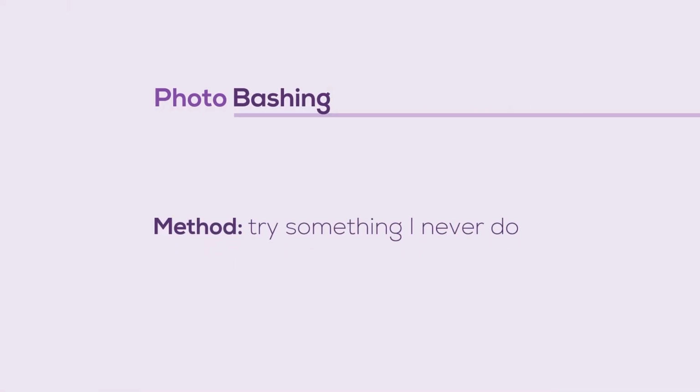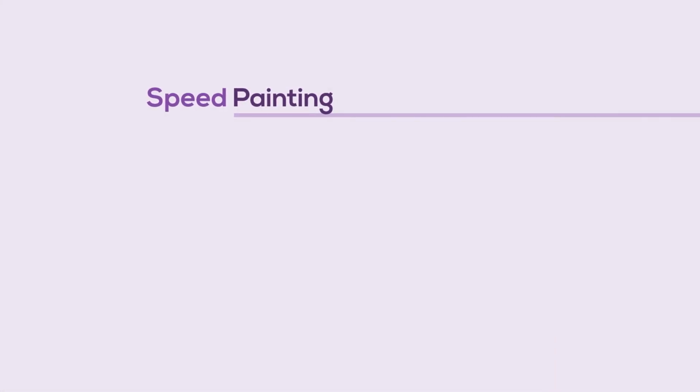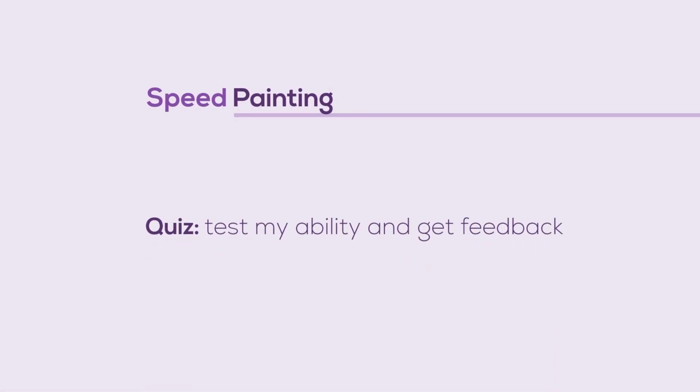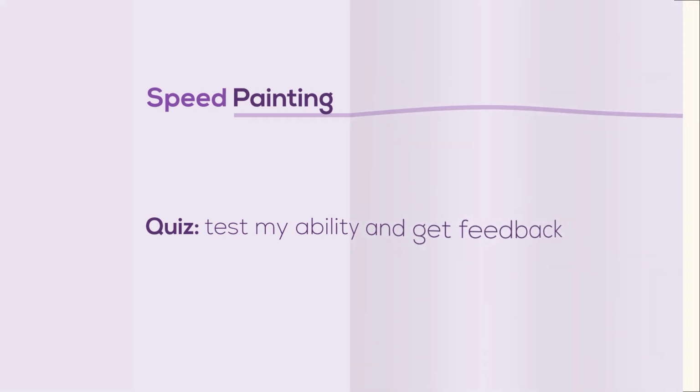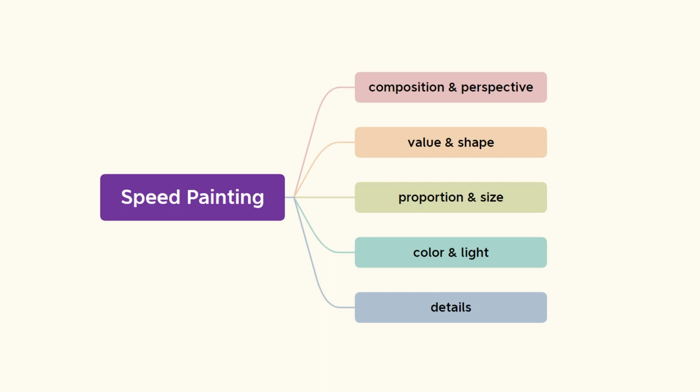Photobashing is a method that allows me to try something I've never done before. I took recorded classes online, so I couldn't communicate to a teacher or get any advice. I must solve all the problems by myself. So speed painting is the best way to test my ability and get feedback.